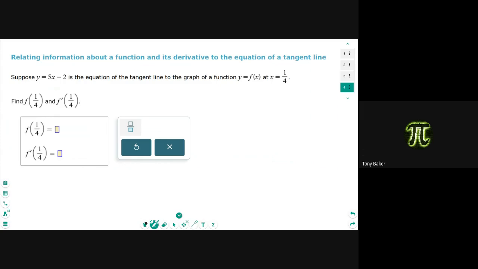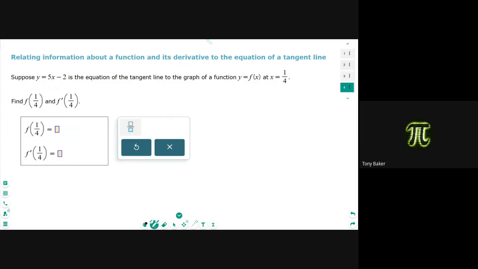All right, so we're talking about the connection between the derivative and the slope of the tangent line. In this topic in ALEKS, they give you the equation of the tangent line. So the equation of the tangent line is y equals 5x minus 2, at some function. They didn't tell you the function. They just told you that's the tangent line when x is 1/4. And they ask you a couple of questions.